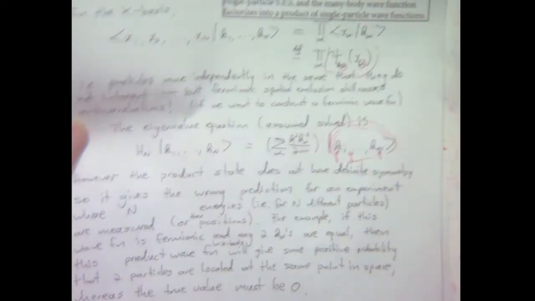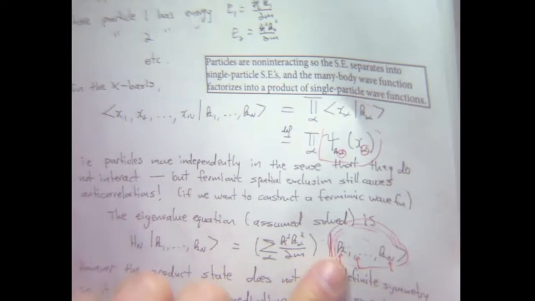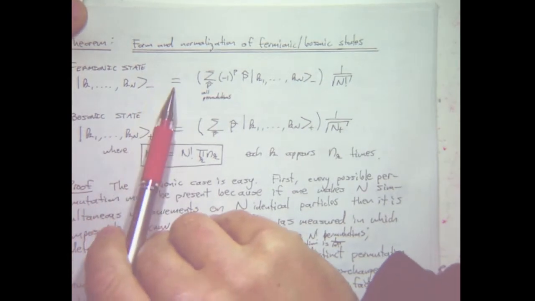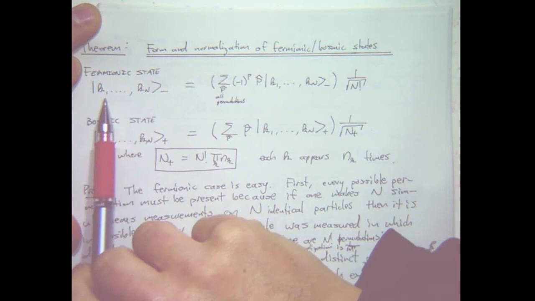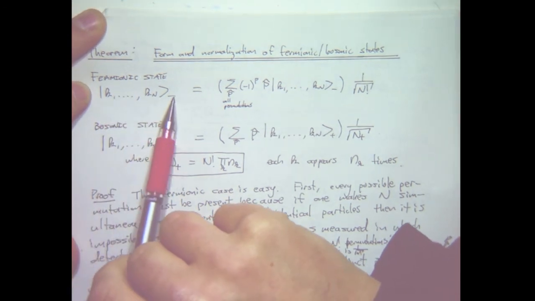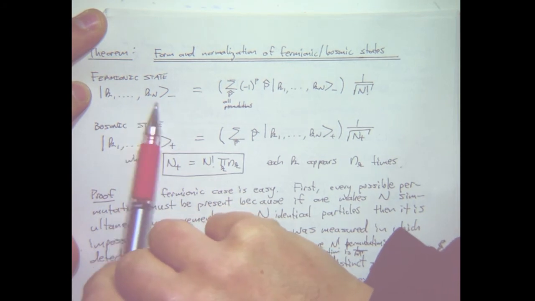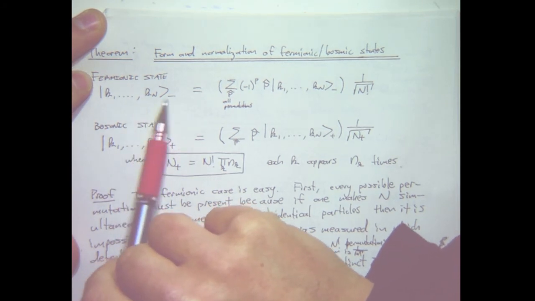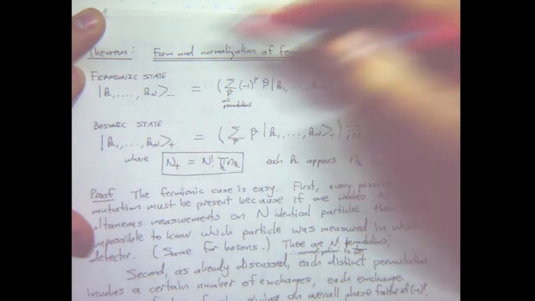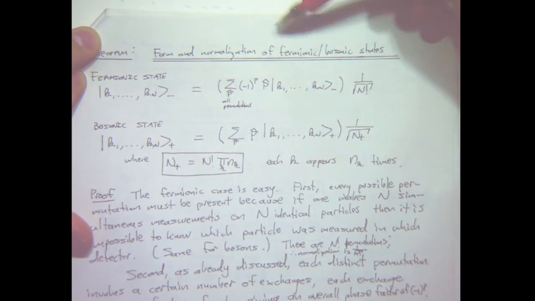Okay. Now, what we need to do is to normalize the wave function somehow, or you need to write down what it is. It has to be properly symmetrized, anti-symmetrized, and you need to normalize it. So how do you do that? Well, for the fermionic state, we'll just put a ket with all the k's like this and put a minus sign there. And this is just supposed to represent an anti-symmetric state. So, theorem: the form and normalization of fermionic and bosonic states.